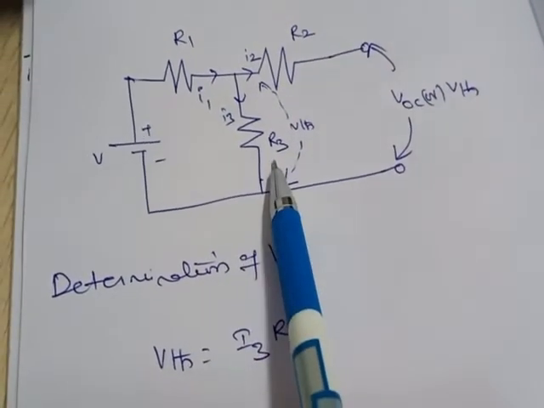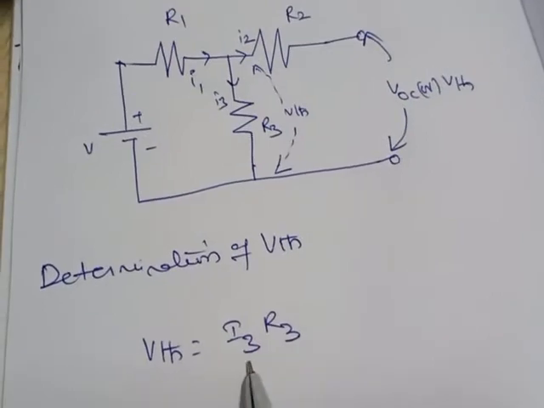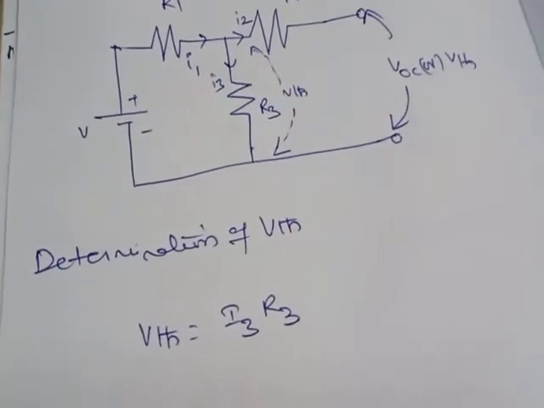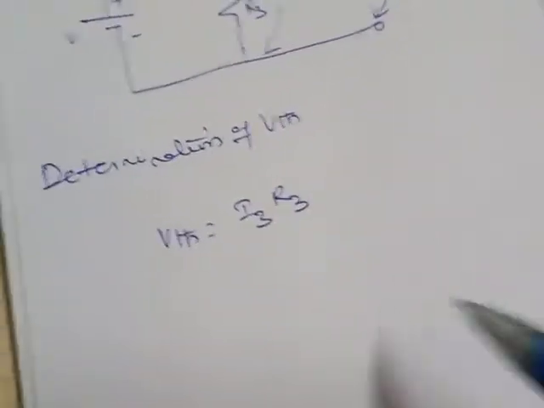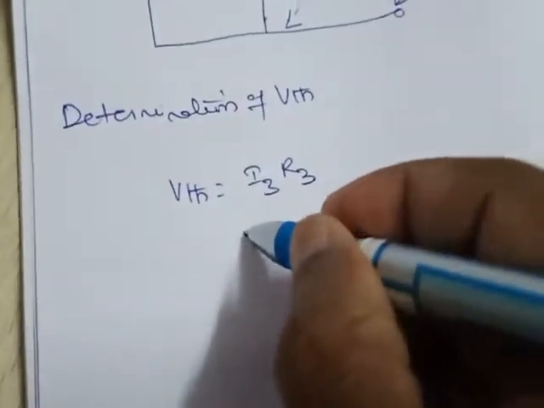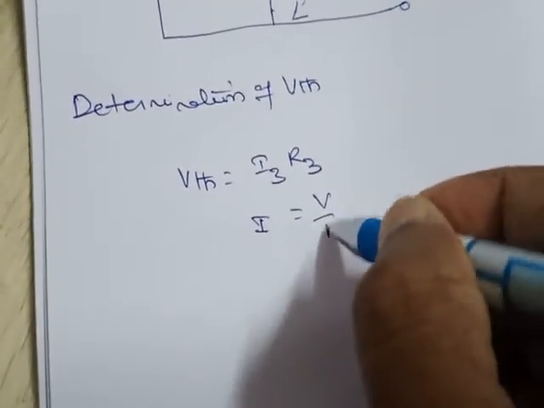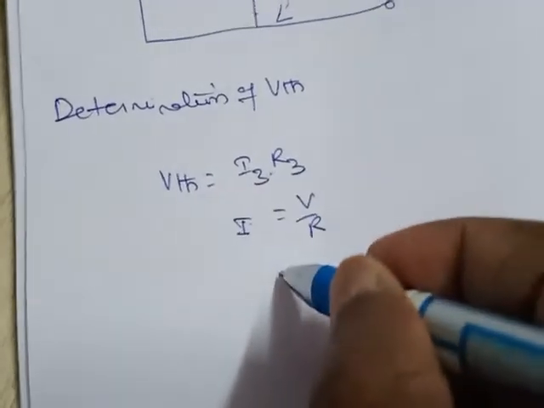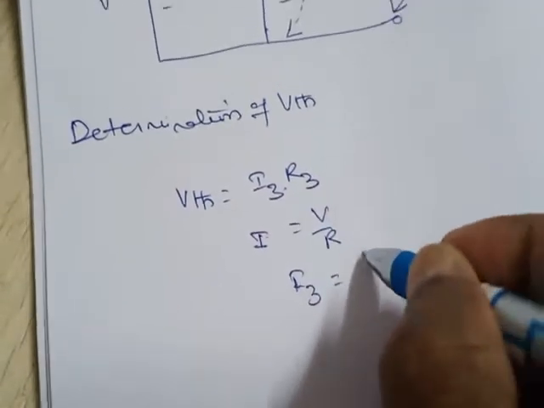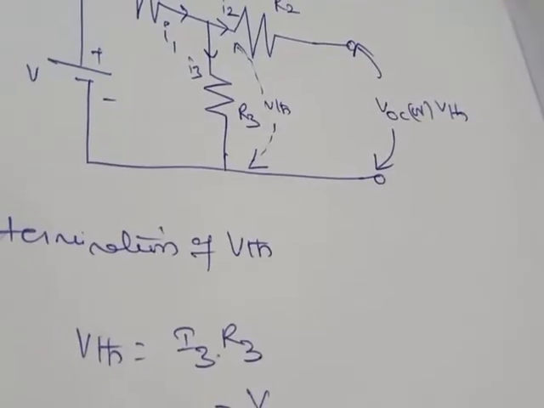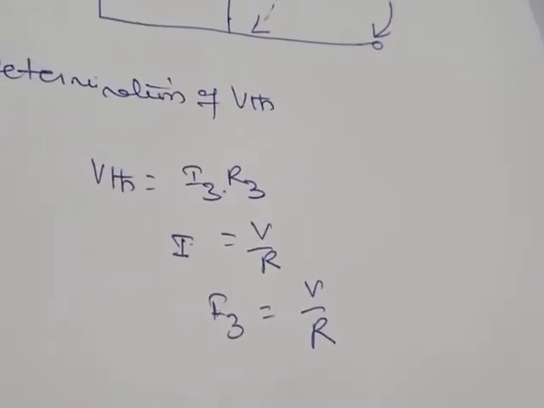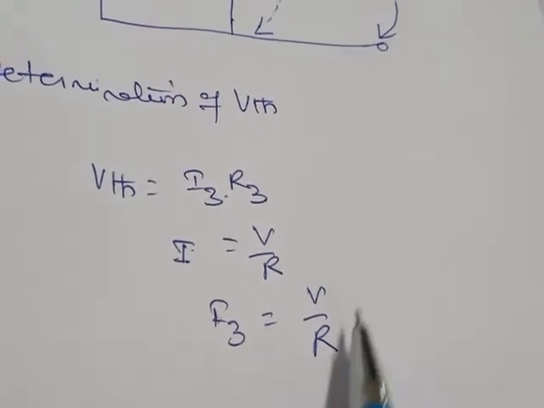The resistance value is R3. So what is the unknown value here? I3. So what is the formula for current? I equals V by R. So simply you can write I equals V by R. So what is I over here? That is I3 equals V by R. So we need to find I3 equals how much? I3 equals V by R.